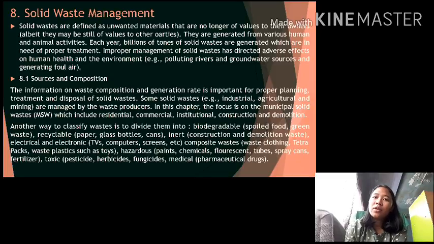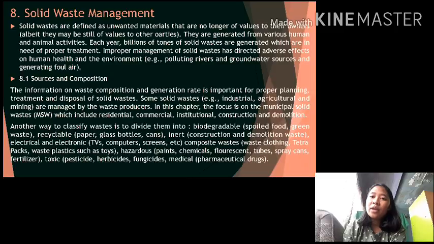8.1 Sources and composition. The information on waste composition and generation rate is important for proper planning, treatment, and disposal of solid waste. Some solid waste, e.g., industrial, agricultural, and mining, is managed by the waste producer. In this chapter, the focus is on municipal solid waste (MSW), which includes residential, commercial, institutional, construction, and demolition.